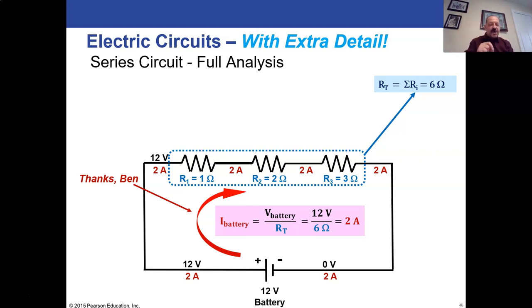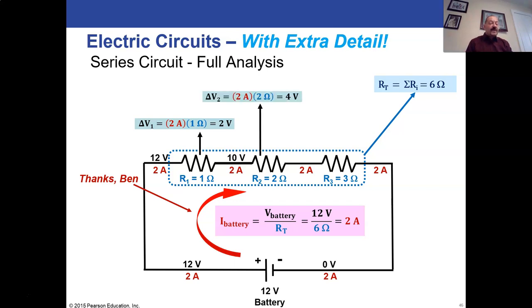Now, if you wanted to look at the individuals, because this is a series circuit, you should know that the current is exactly the same all the way through. The same number of electrons have to keep on pushing through the wire everywhere in the wire. And if you know the current, I, everywhere is 2 amps, and you know each of the resistances are 1, 2, and 3 ohms, you can figure out the voltage drop for each of these resistors. The first one is 2 amps times 1 ohm, or 2 volts.